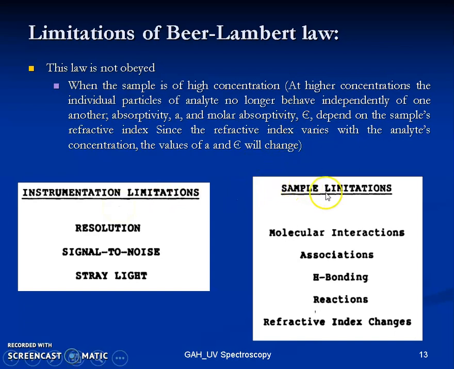With respect to the sample, we have some limitations which we discussed in the previous slide. The molecular interactions, associations and dissociations, dilution, those are all molecular interactions. Hydrogen bonding, yes, that is also an important parameter which affects the absorption pattern.